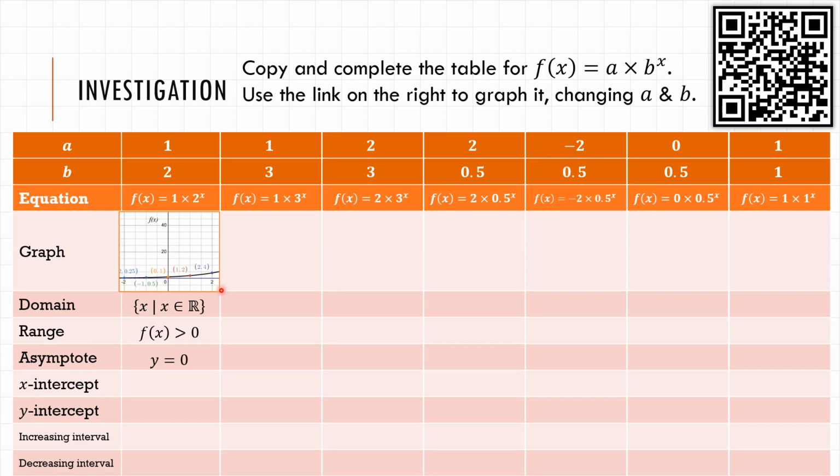Because it never reaches the x-axis, there actually is no x-intercept. But it does have a y-intercept, and that y-intercept is right here at 0, 1. When is this function increasing? Basically all the time, and it's never decreasing.